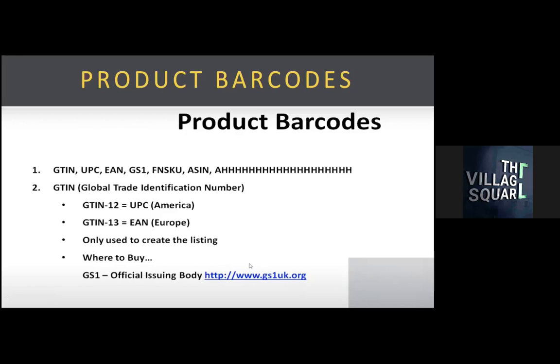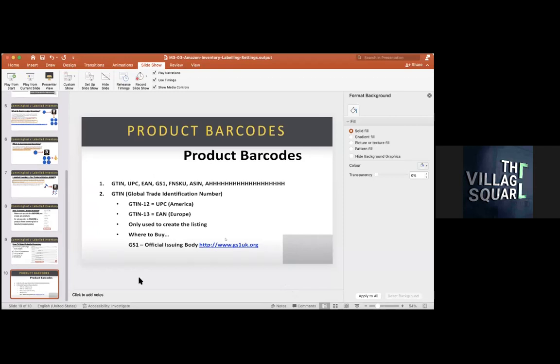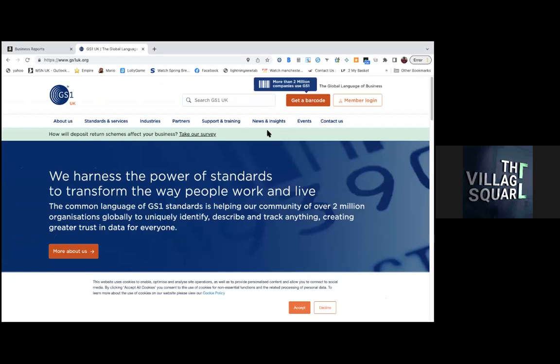gs1uk.org. I think it would be nice for us to just go through one of the websites and see. Okay, so let me share my screen. You can see this. So this is gs1uk.org. You can purchase your barcode there. You can see, get a barcode.